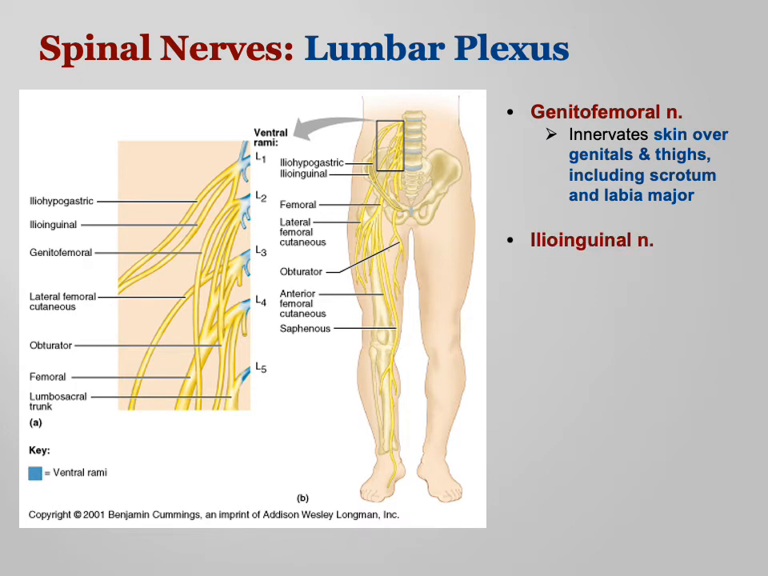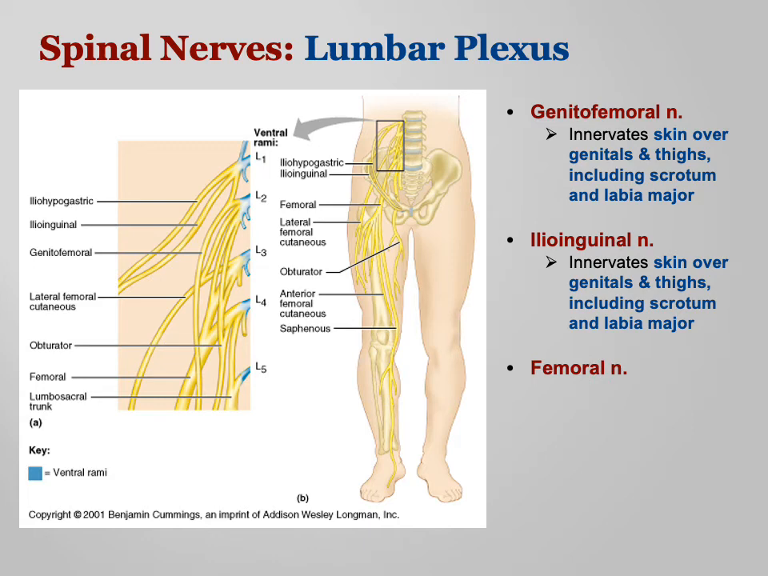Ilioinguinal, so where's your inguinal region? Remember, that's your crotch area, all right? So ilio is going to wrap around the iliac crest, and that's an easy way to spot the ilioinguinal nerve, all right? So it wraps around the iliac crest and then goes down to your inguinal region. It innervates also skin over the genitals and thighs, including scrotum and labia majora.